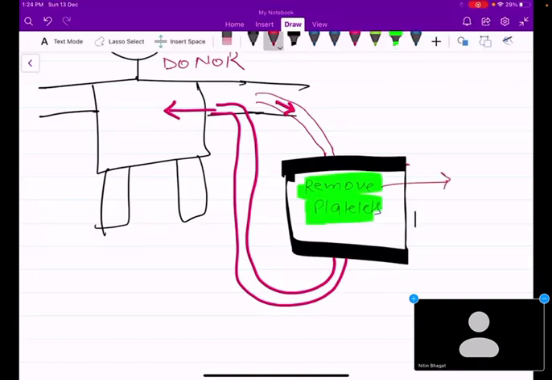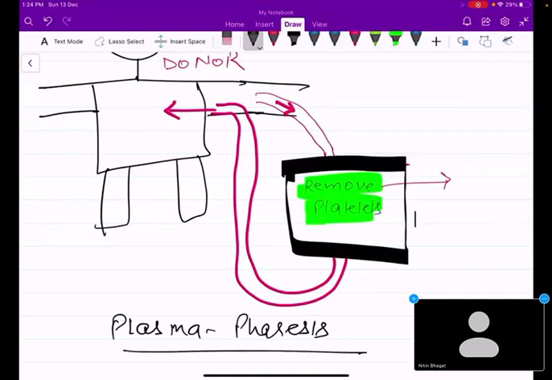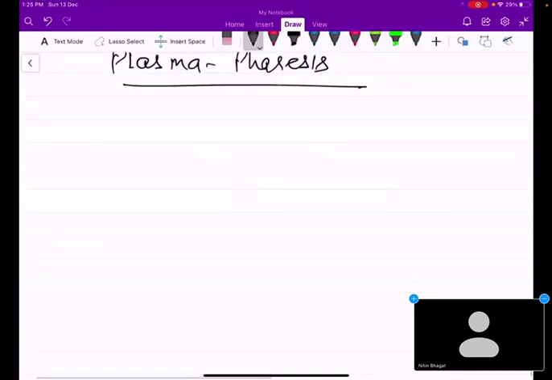Fine. So this process is known as plasmapheresis. So this is certainly better. Why? This is called single donor platelet concentrate. Why is it better?